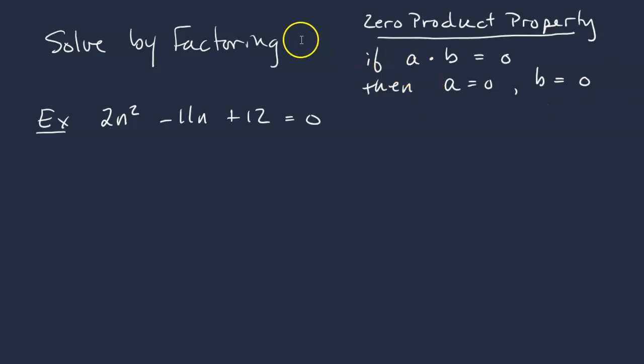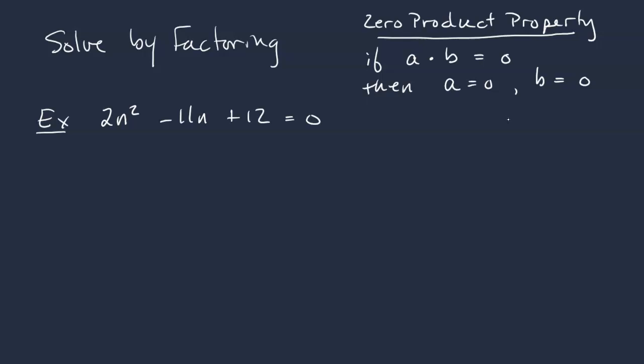This is an example of a quadratic that can be solved by factoring using the zero product property. It states that if a product of two numbers or more is set equivalent to 0, then at least one of them has to be 0. And we're going to leverage that to solve this quadratic equation.